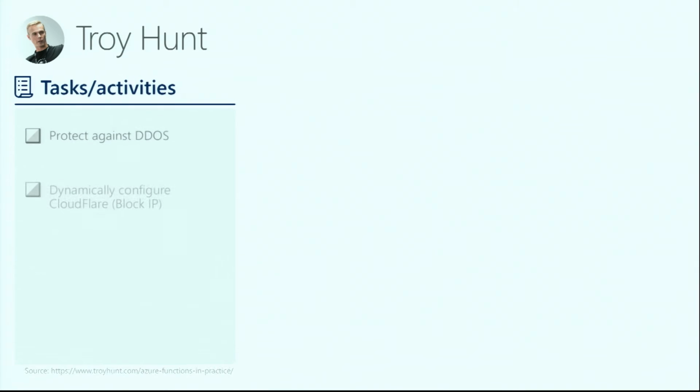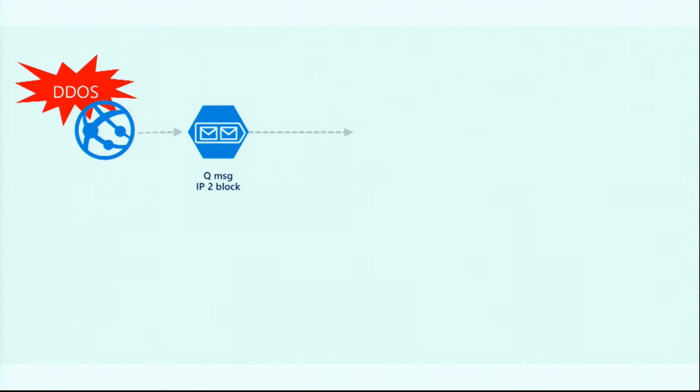So what do we got? We got a friend, Troy Hunt. He has a site. He's a security person, and he is constantly being bombarded by his fellow security guys trying to DDoS him and hack. So basically, he has a lot of DDoS attacks, and he wants to protect against that. So he put Cloudflare in front, but Cloudflare will allow you to block specific IPs, and he needs to dynamically configure those IPs. So what does he do? He has a site, and there's a DDoS attack. He recognizes this. He puts in a queue message, basically which IP he wants to block.